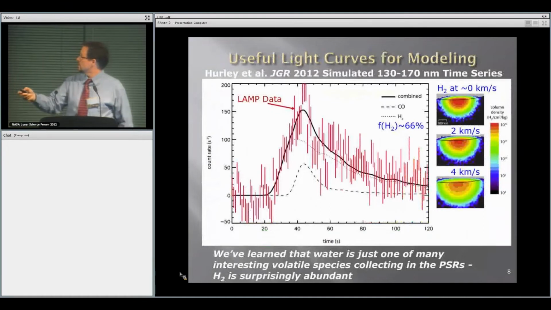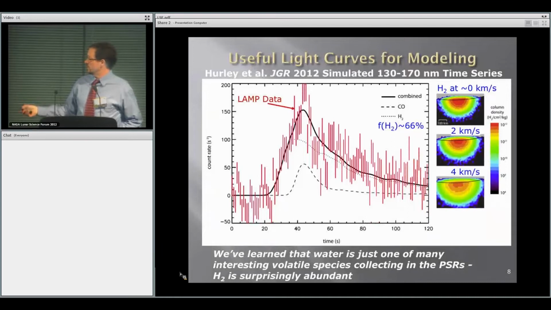Here, as I explained, these light curves are very useful for constraining models. Here in red are LAMP data points with error bars plotted as a function of time. And in black, there's a combined model profile that's produced by Dana Hurley here, where she included carbon monoxide, molecular hydrogen, and modeled the expanding plume at different velocities for these different constituents. And it turns out that this gas was streaming out really fast at 4 kilometers per second or so, 3.5 kilometers per second. And a large component was made up of this H2 molecule.